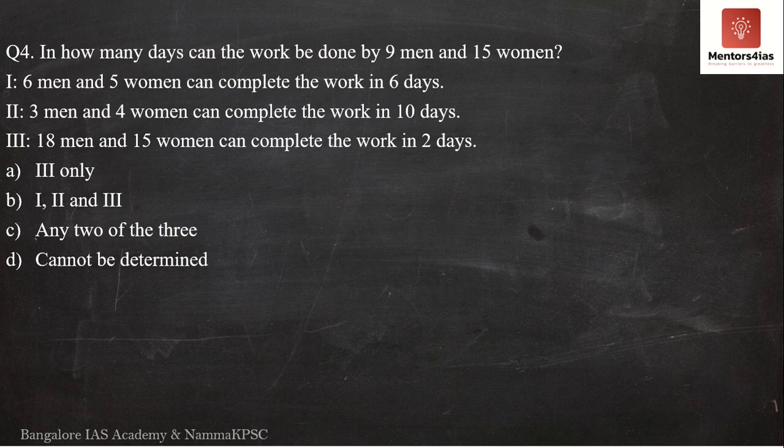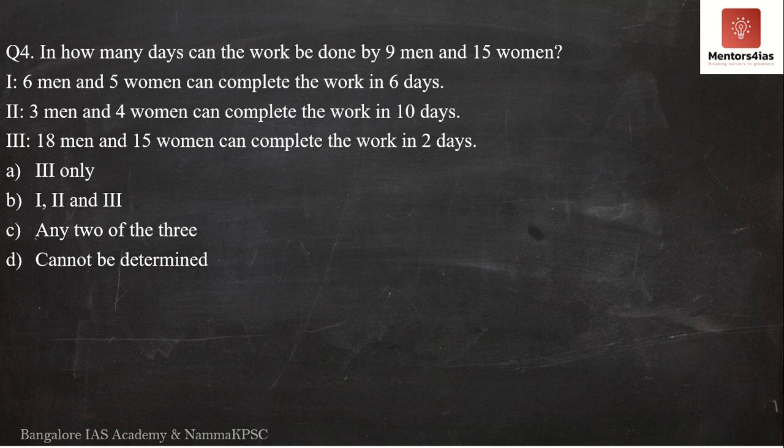Next question. It says, in how many days can the work be done by 9 men and 15 women? So we have to find out how many days it takes to complete a certain amount of work by 9 men and 15 women. So we have 3 statements which say 6 men and 5 women complete the work in 6 days, 3 men and 4 women can complete the work in 10 days, 8 men and 15 women can complete the work in 2 days.